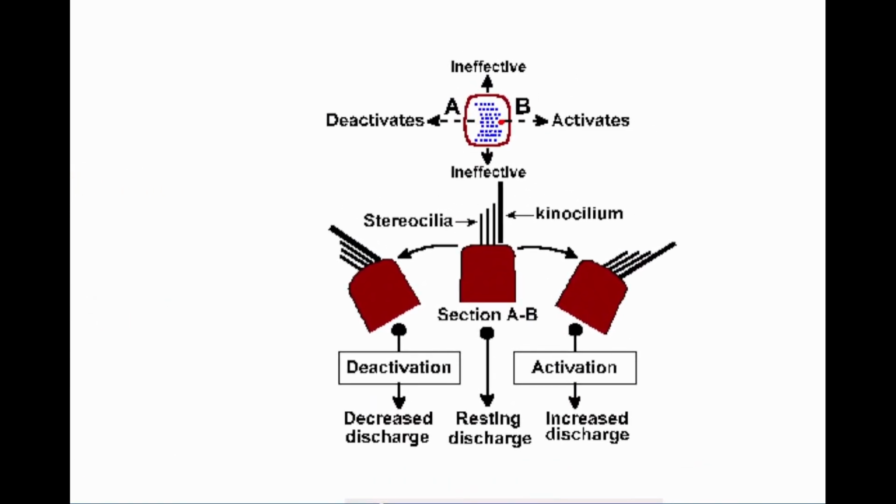Here are the utricle or the saccule. It doesn't matter which one it is. They all work the same way. The big hair cell is called the kinocilium, and all the other little ones are called stereocilia.